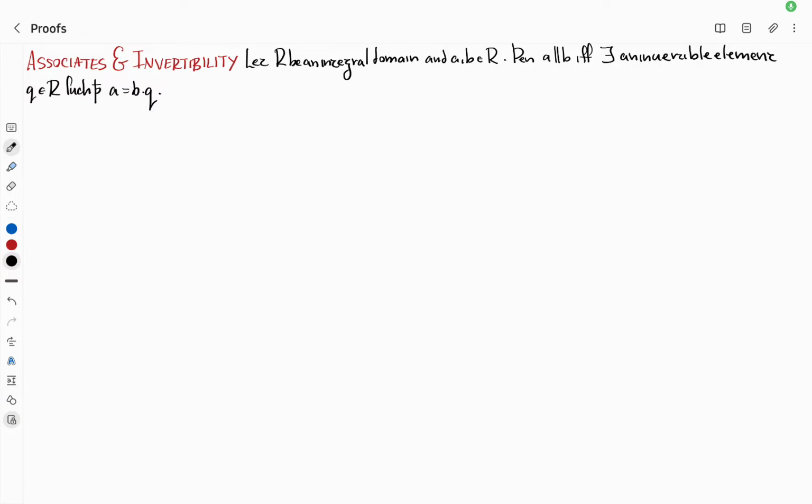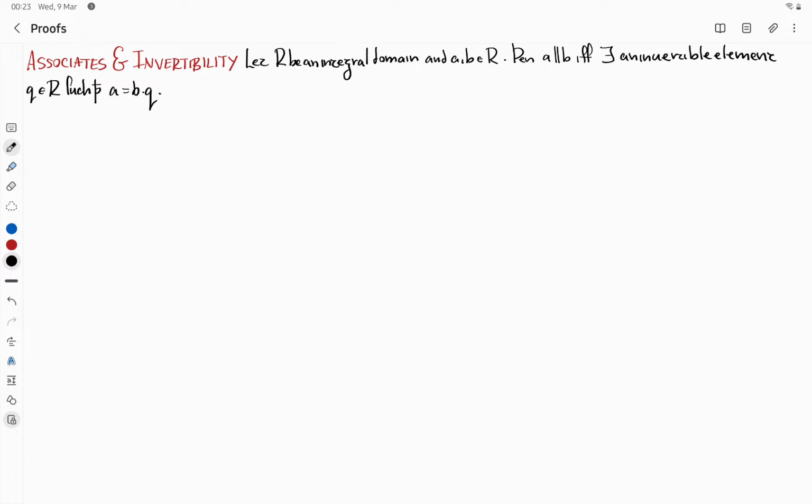Welcome to another video. Today we're going to be talking about the associates and invertibility theorem. So let R be some integral domain and A be some elements from the underlying set of the integral domain R. Then A is associated with B if and only if there exists an invertible element Q from the underlying set of the integral domain, such that A is equal to B times Q.